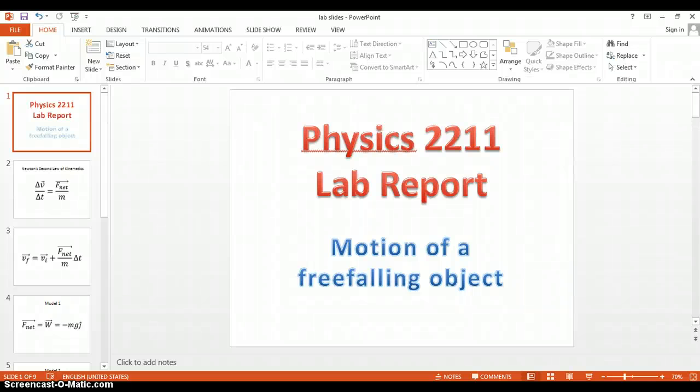Hi, this is Francesco Santini, and this is my lab report for Physics 2211 about motion of a free-falling object. The goal is to analyze the motion of an object falling, and then create a computational model which takes into account which forces act on an object in order to predict the motion of a free-falling object.